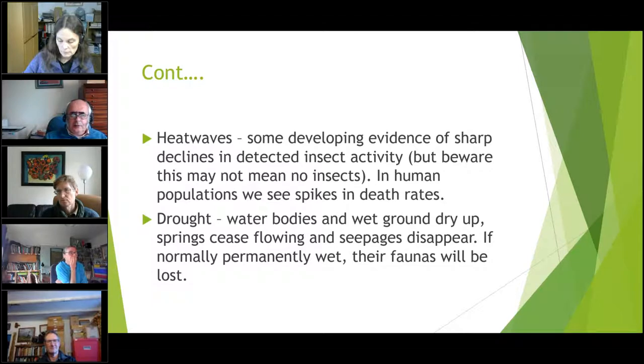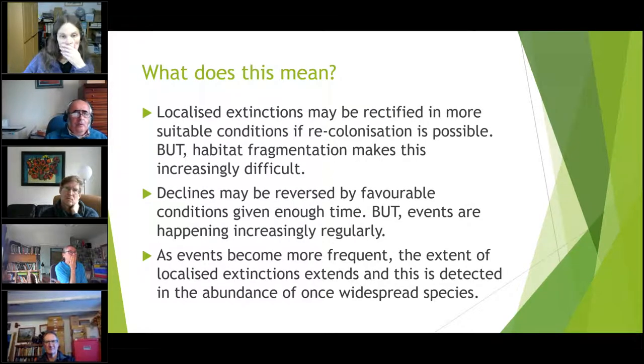And if the spring that you live in or the seepage line that you live in disappears, your chances are pretty small. So these normally wet places are going to be pretty rapidly affected by drought. And so we must expect that populations are being eliminated. And the big question is, can they recover? Now, if suitable conditions reoccur, then maybe recolonization is possible.